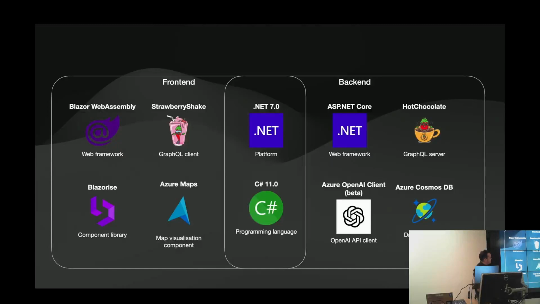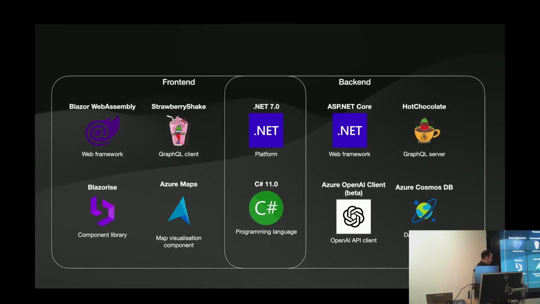In the backend, we have ASP.NET Core, which is the web framework from Microsoft. Runs at the backend. It's really fast. It's really cool. Love it. Then we've got the HotChocolate GraphQL server, which is a very popular GraphQL server library for .NET. It can do everything, code first, schema first. Great framework. Then we've got the Azure OpenAI client, which is currently in beta. There's other ChatGPT or OpenAI client libraries out there on NuGet.